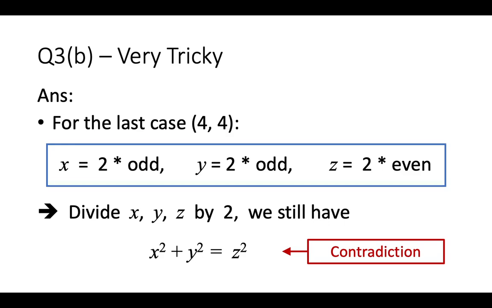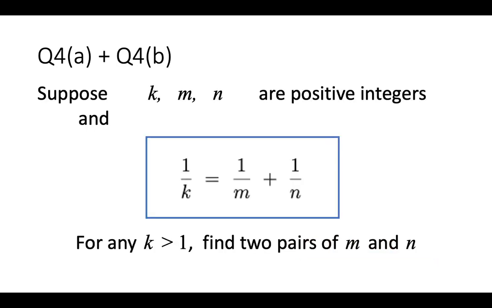So this is question 3b. So okay, the next question. Suppose that we have k, m, n, they are all positive integers, and we have told you that 1 over k must be equal to 1 over m plus 1 over n. We want to find out, for any k greater than 1, 2 pairs of m, n that will satisfy this formula.